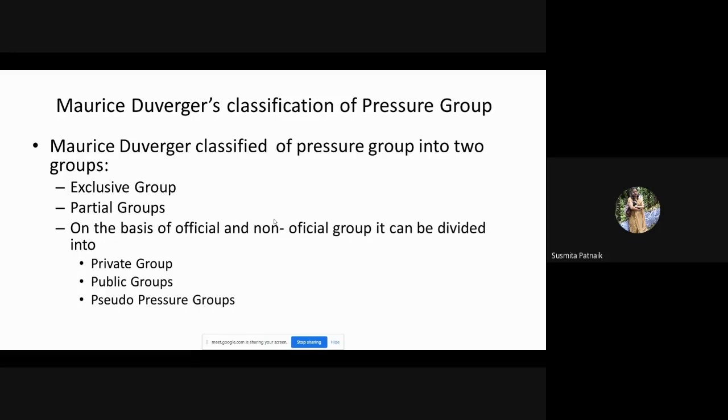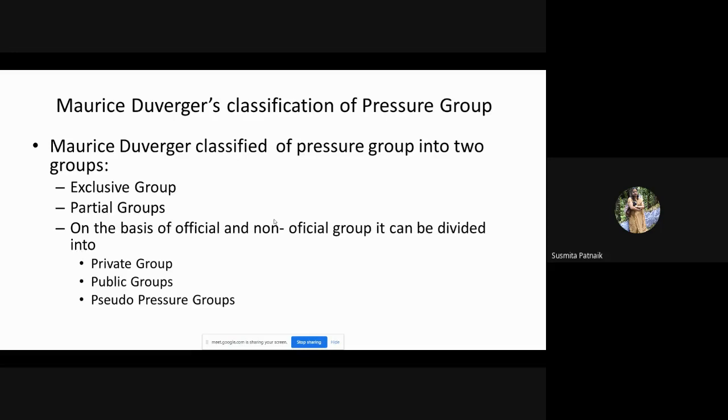Whether MC the worker, on the basis of two questions, has classified the pressure groups into the following categories. His first question was that we know that the groups that are putting pressure are called pressure groups. So his question was whether all the groups that are putting pressure are pressure groups or not. His second question was whether the pressure group is an official group or a non-official group.